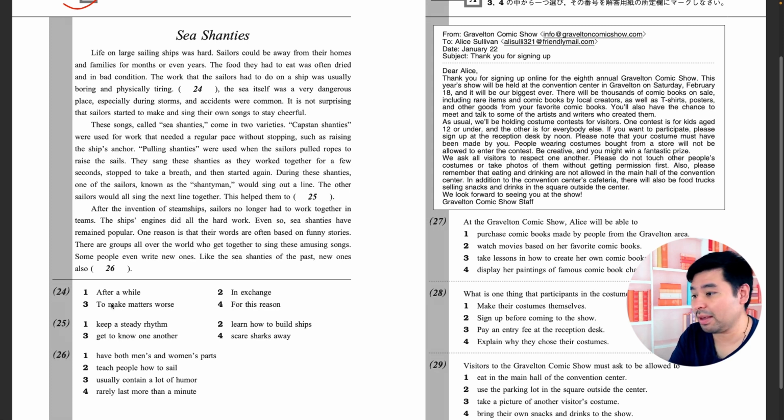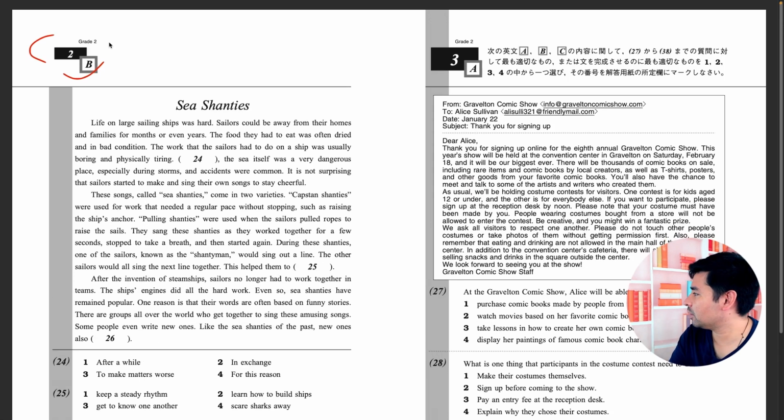Okay, this is the same way to do. You read the text and you choose one of the four options for 24, one of the four options for 25, and one of the four options for 26, and then you answer that. Simple like this. You get it? I hope so. So if everything is okay, let's go to the next part.